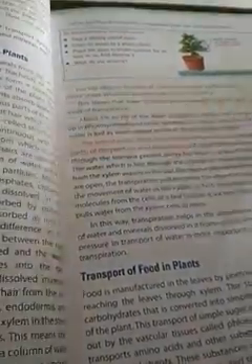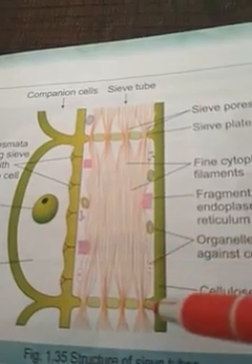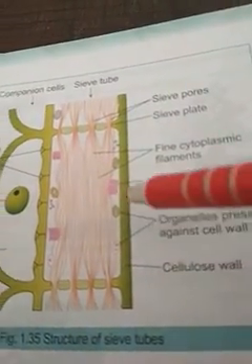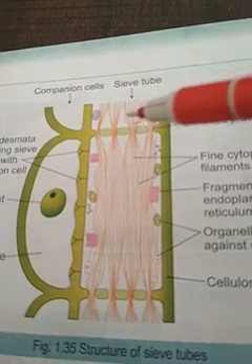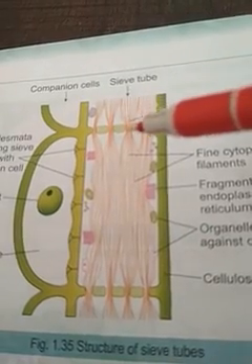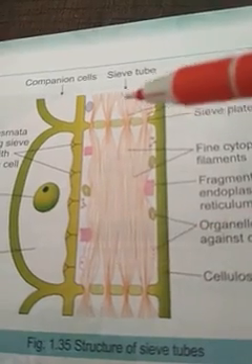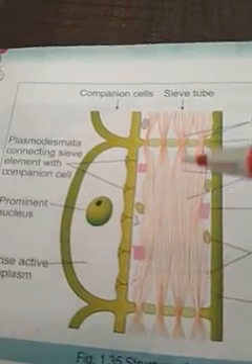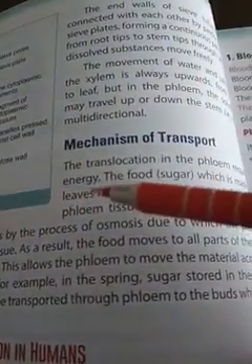So dear students, here you are looking at the structure of sieve tubes. Sieve tubes are responsible for the selection of the required components of food in different parts of the plant body, which gets carried out by the phloem. And this sieve tube is so important. So the mechanism, as you have already studied here.